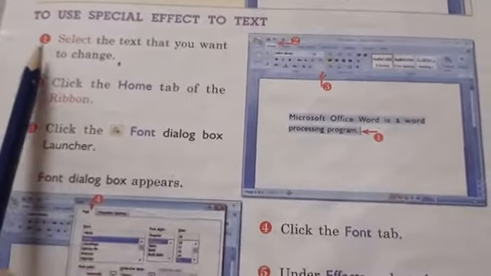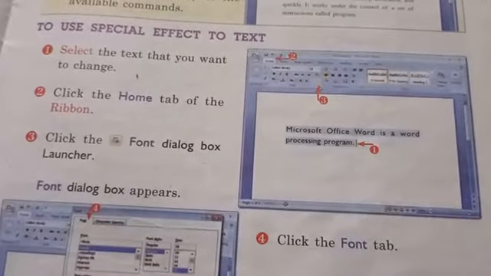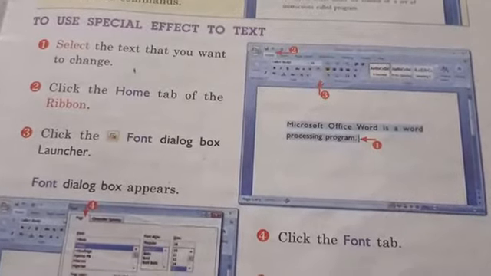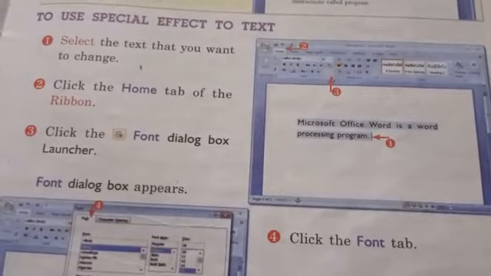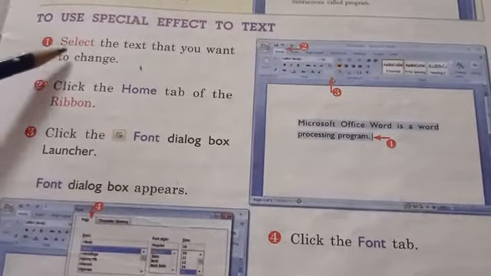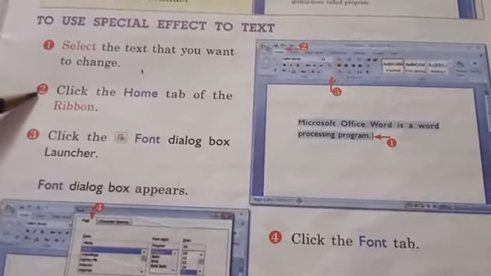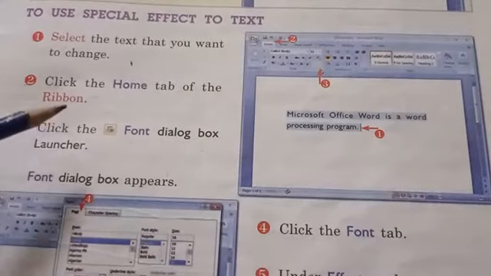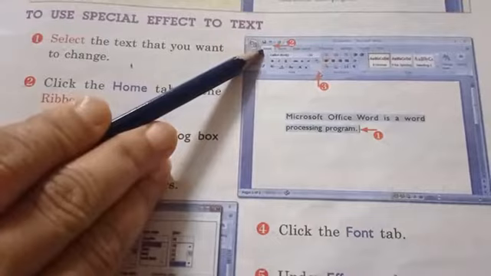First step, select the text that you want to change. Students, as you know, if we want to do something in Word with the text, first we have to select it. Second step, click the Home tab of the ribbon. You can see the Home tab here. You have to click on it.